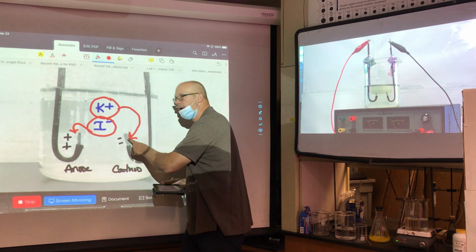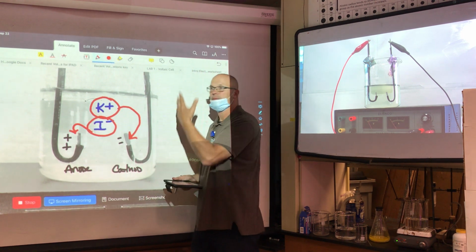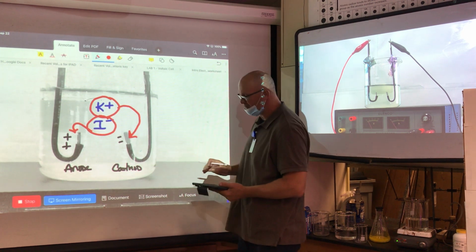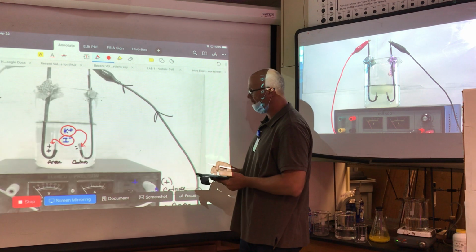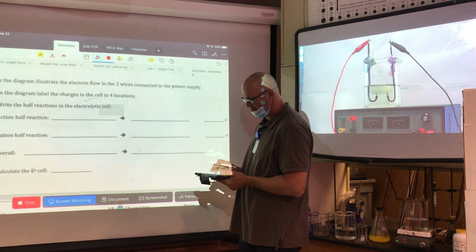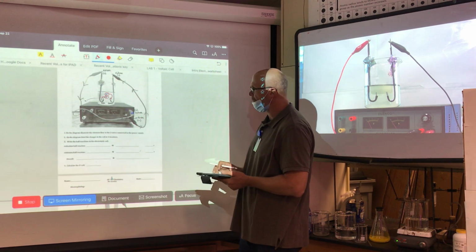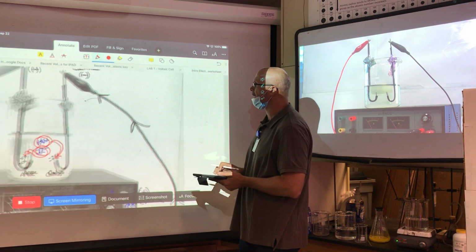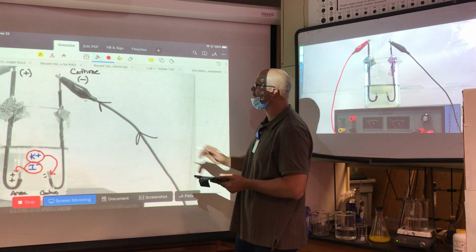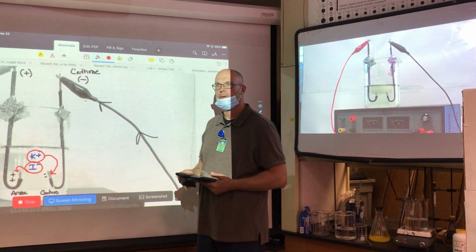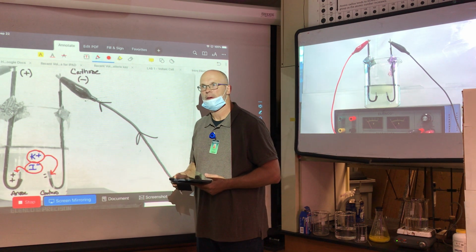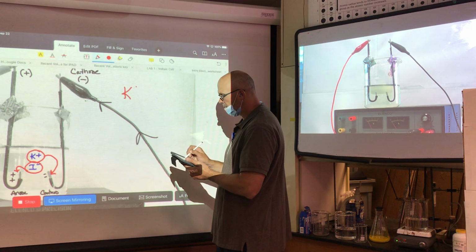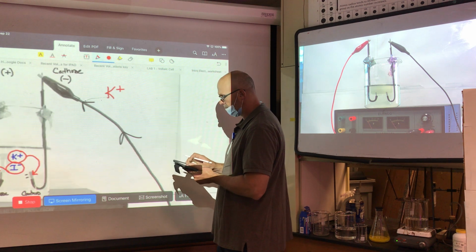At this electrode is the place where the redox reaction is going to occur. So the K plus comes to the cathode. Now wait a minute. What's the K plus going to do? What happens at a cathode? What always happens at a cathode? Red cat. Reduction. What's going to happen is the K plus is going to what?